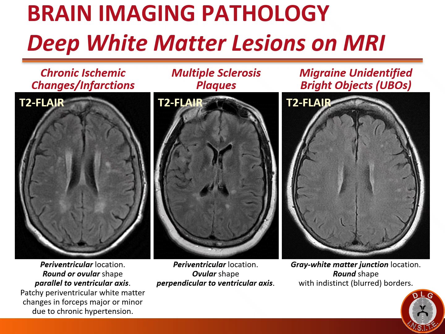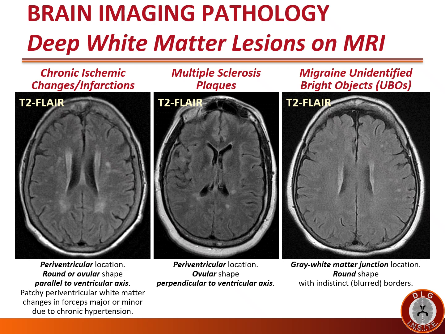The middle image shows multiple sclerosis plaques. Now these deep white matter hyperintense lesions are also periventricular, but their ovular shape is perpendicular to the ventricular axis, and a couple of them even abut the ventricle, which is common in MS and not so common for stroke, especially the ones posteriorly, which actually abut the ventricle.